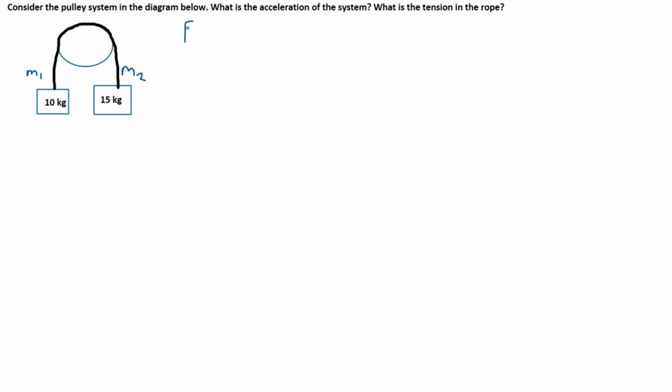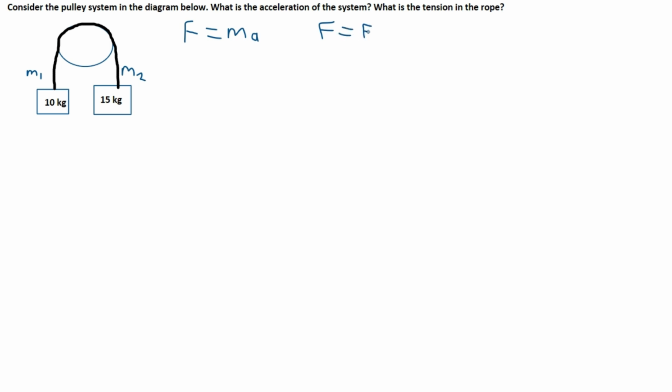Now to find the acceleration, we can use Newton's second law, which says that the force is equal to the mass times the acceleration. Now, we'll have to use the net force on the system and the net mass of the system to find this. The net force is just going to be the force of gravity from mass 2 minus the force of gravity on the 10 kilogram one.